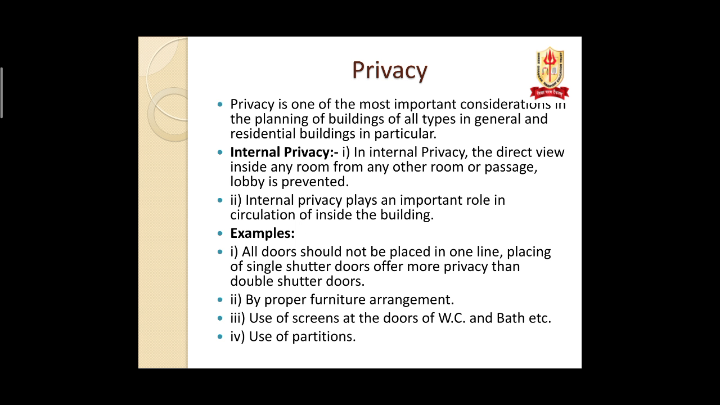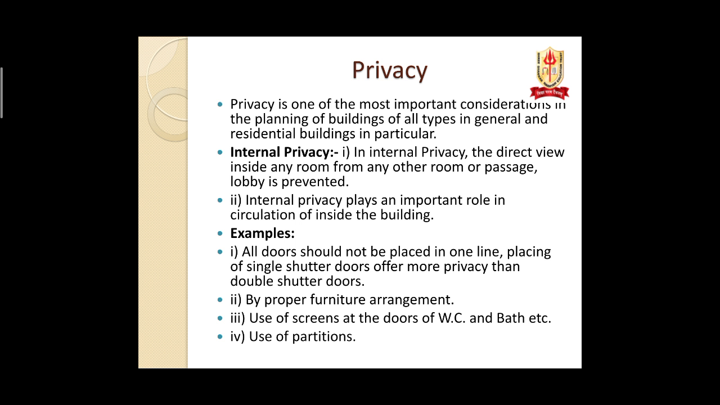Internal privacy plays an important role in circulation inside the building. For example, all the doors should not be placed in one line. A single shutter door gives more privacy than a double shutter door. By proper furniture arrangement, using a screen at the door of WC and bath, etc., and use of partitions, if you want to maintain the privacy of a room, we can maintain it.